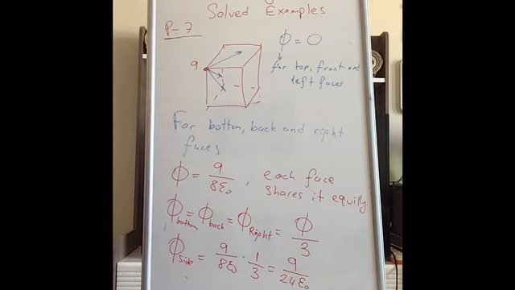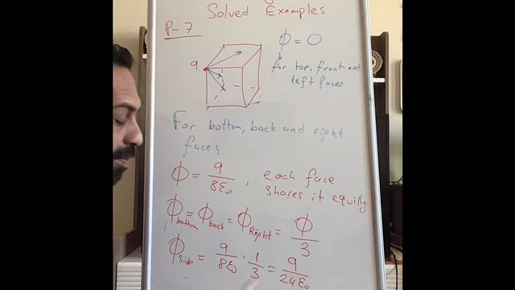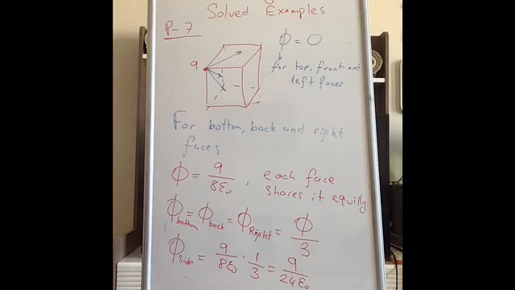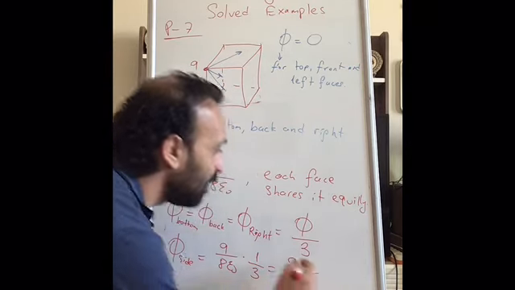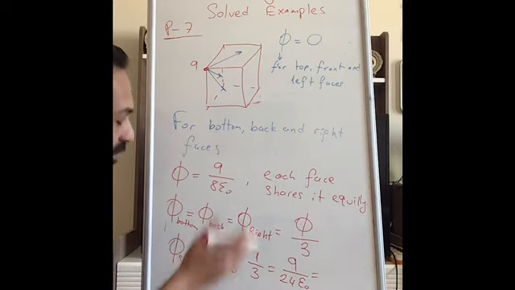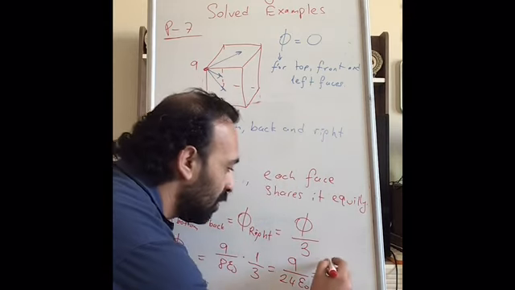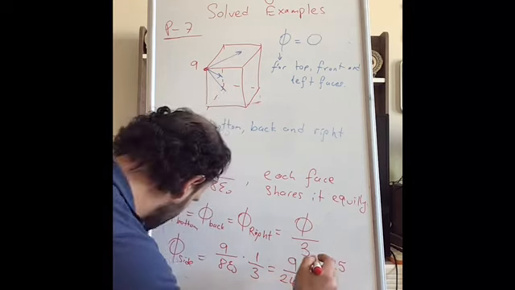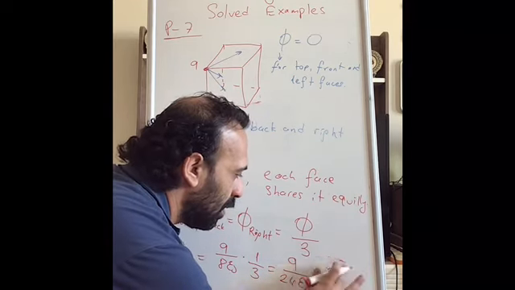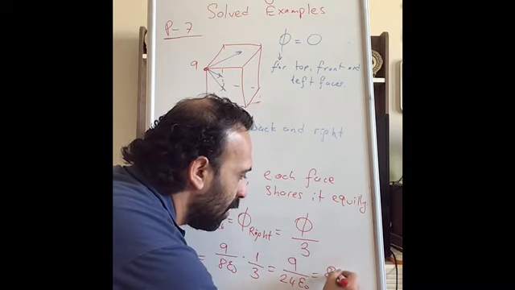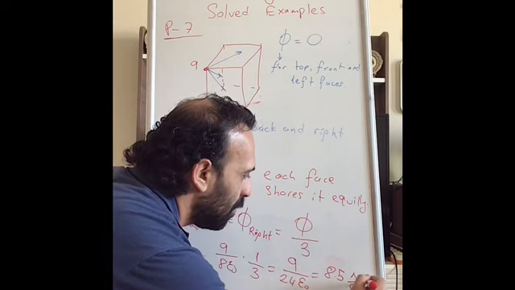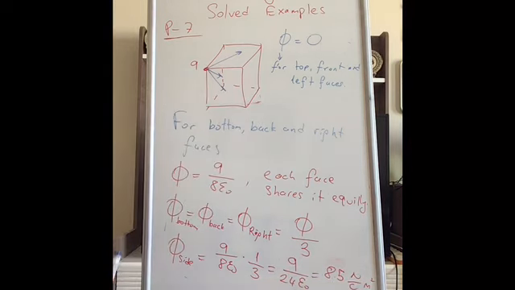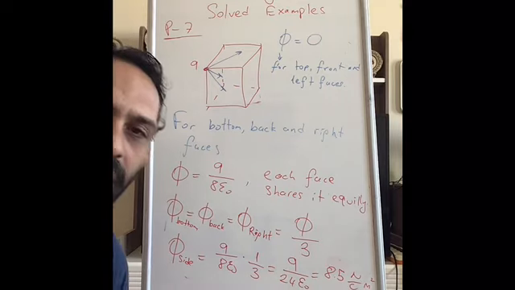And Q is given in the problem. It is 1.8 microcoulomb, and epsilon 0 is again the dielectric constant of empty space, the vacuum. So you can plug in its value here, and you will find that each of the bottom, back, and right faces will be equal to 8.5 Newton meter squared per Coulomb. And that is going to be the answer to the second part as well.